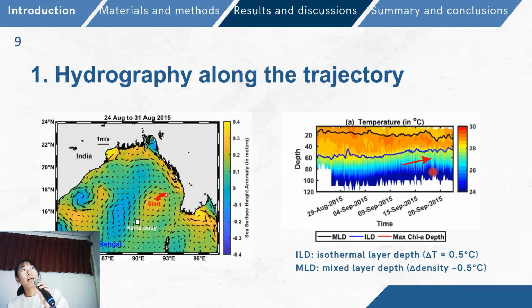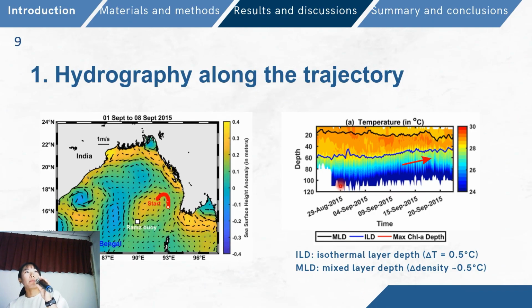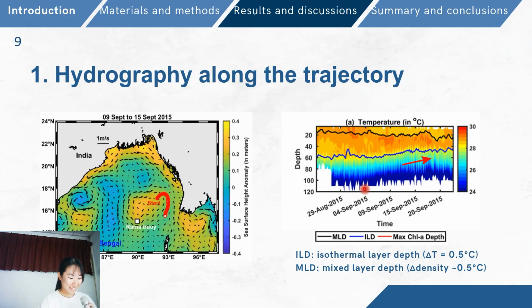Here, we can see this picture has a black line and a blue line. The black line is the mixed layer depth, and the blue line is the isothermal layer depth. It means the depth where the temperature is 0.5 degrees less than the surface.